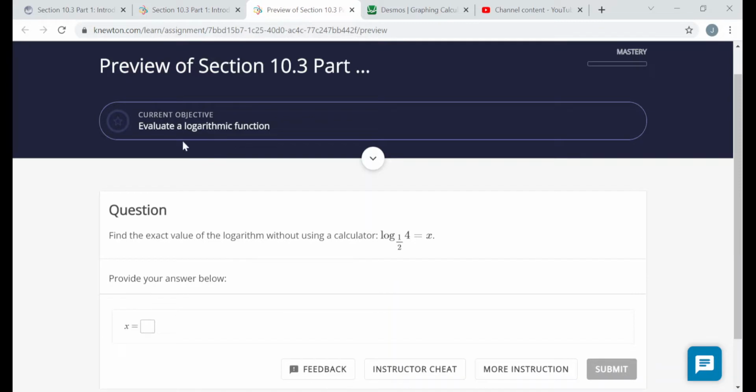Alright, so the first question here is on the objective, evaluate a logarithmic function, or just evaluate a logarithm. So first, before I get into the questions, I want to do a little discussion, a little lecture on logarithms, right? These things called logarithms.